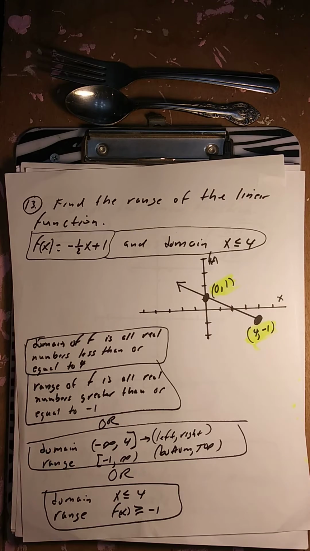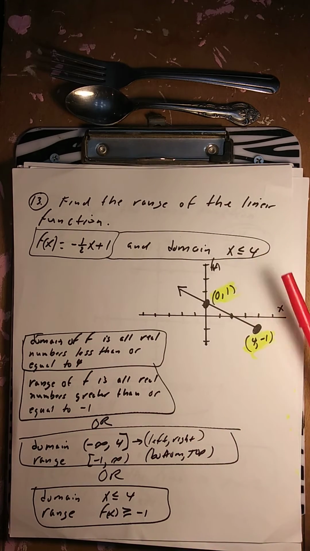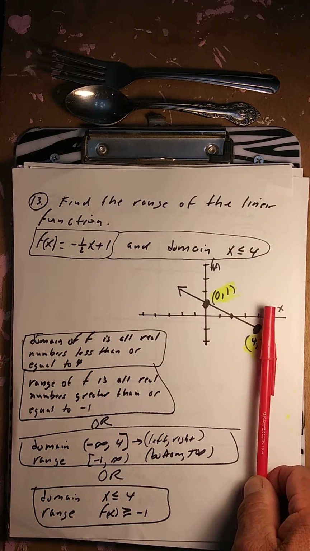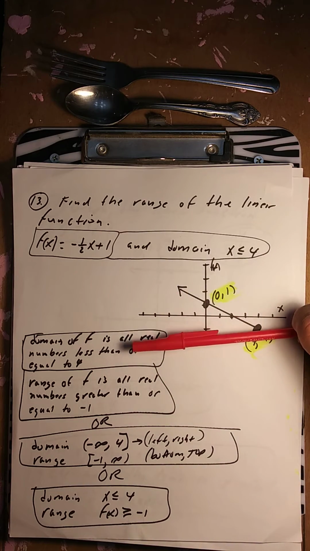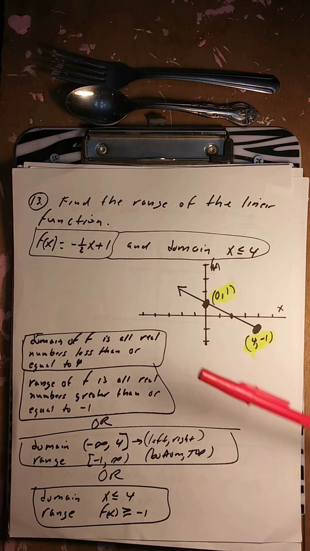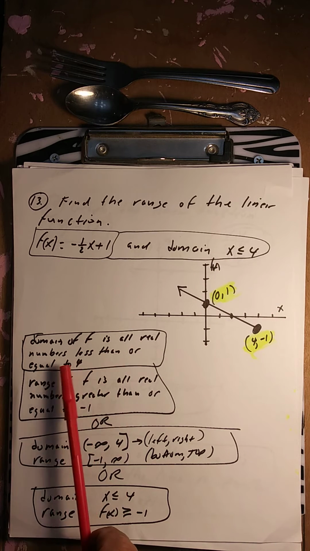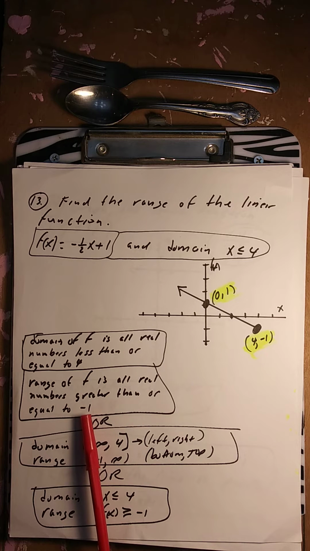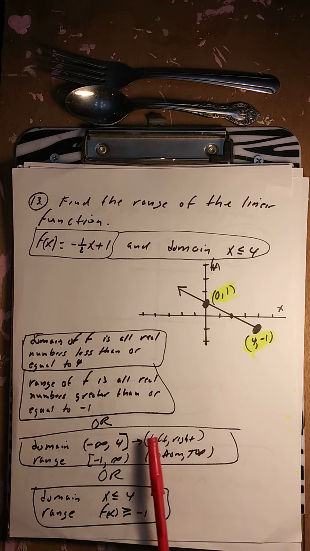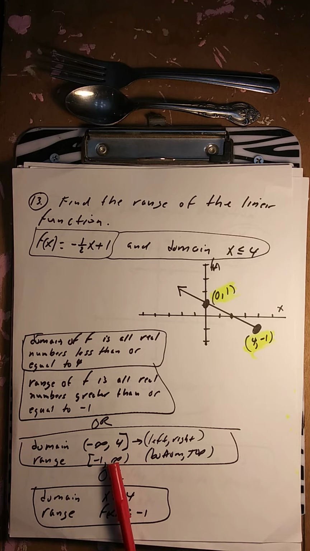Okay. Find the range of the linear function. So we're given the function. We have the domain: x is less than or equal to 4. So we know the domain is this. Now the range, what is the range? From here up, the bottom to top. The domain of f is all real numbers less than or equal to 4. Range of f is all real numbers greater than or equal to negative 1. Or domain is negative infinity to 4. Range is negative 1 to infinity. Domain is x less than or equal to 4. Range is f of x greater than or equal to negative 1.